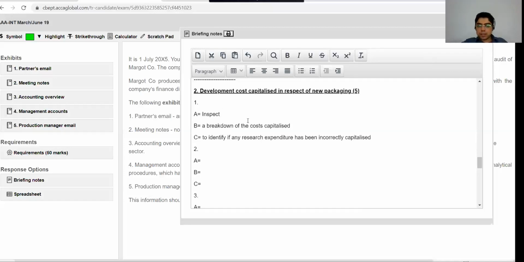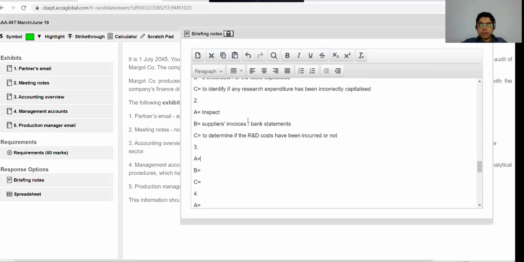Besides that, because certain costs have been incurred, you could simply inspect suppliers' invoices or bank statements to determine if the R&D costs, to be precise, have been incurred or not.